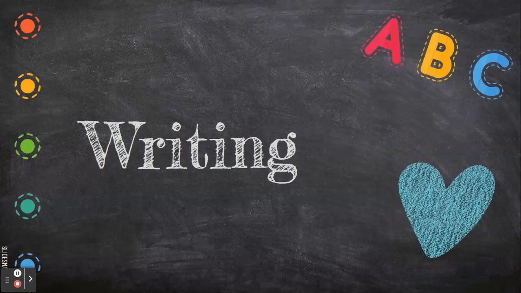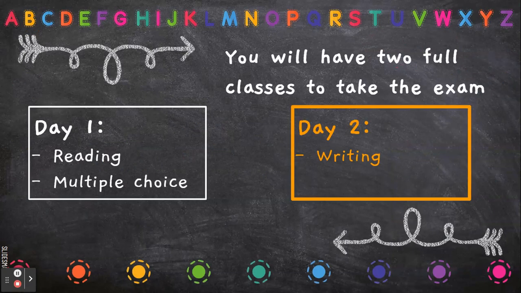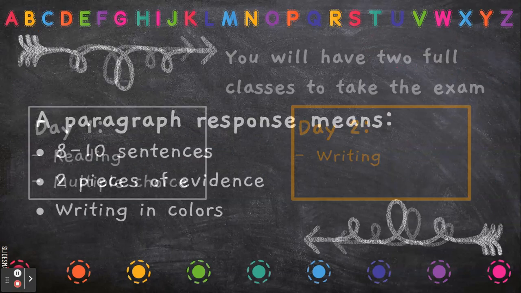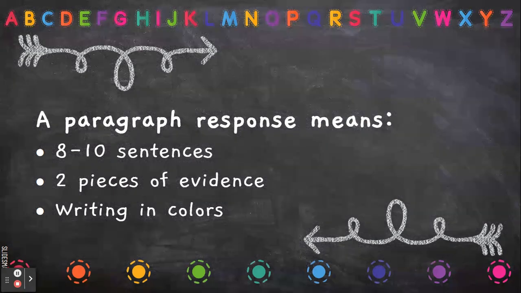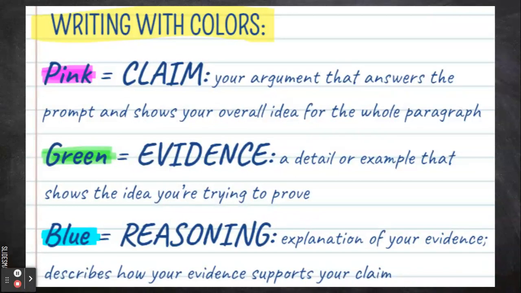Okay, quickly, let's touch on the writing for this exam. That is on day 2, and you're going to write a paragraph. That's 8 to 10 sentences, 2 pieces of evidence in colors. Remember, when we say in colors, that means claim, evidence, reasoning. Your claim is in pink. That's your argument, which answers the question, and it shows your big idea for the whole paragraph to come. Your claim in pink is always the first sentence of your paragraph.